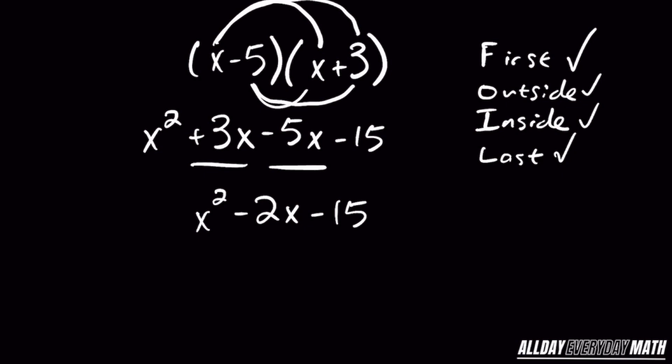So the FOIL method really only works whenever you have a binomial times a binomial. Okay? Because it turns out that there's only 4 times you need to multiply. Whenever you get into larger polynomials, it doesn't quite work, but you can basically do the same thing as long as you multiply each term in the first by each term in the second polynomial. Okay? And then you just have to combine like terms.